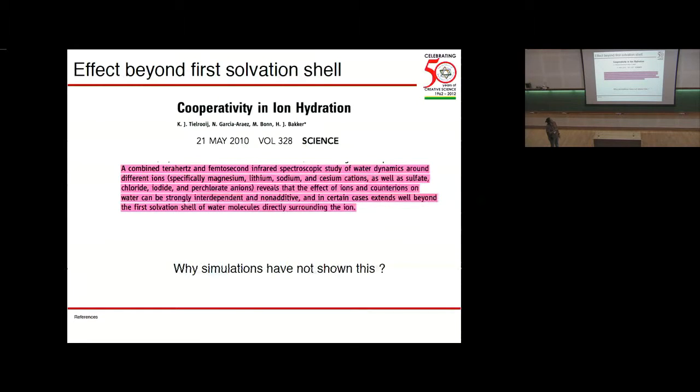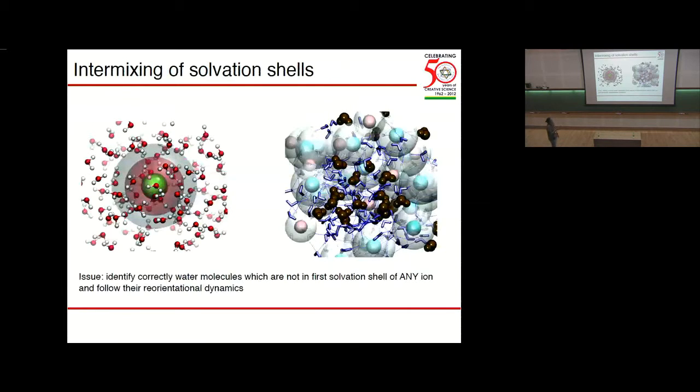But the other question one can ask is, okay, this is experimental, but how come simulations have not shown this? If this is true, why is it that most of the simulations do not show any effects of the presence of ions beyond the first solvation shell? I think the answer most likely is rather simple, and it's in terms of nomenclature and the definition of what is called the solvation shell, which I defined earlier. As I said, defining the solvation shell in terms of spherical shells makes sense if I have one ion in water.